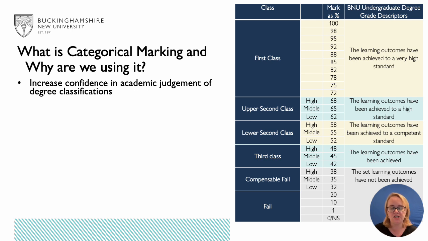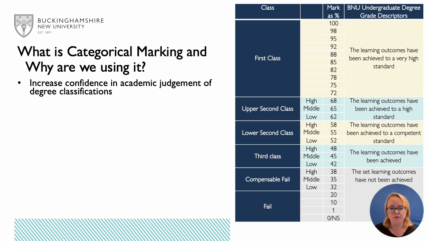We're asking you to make a decision on a piece of work. Is it a 58, so it's a lower second class, or is it a 62, so it's an upper second class? Well, what we're asking you to do is to make an active decision rather than just say, oh, I'm not really sure, is it a 2-1 or a 2-2? I'll just give it a 60 and it will all come out in the wash. We're asking you to make a more confident judgment about the quality of that piece of work. So if it's on the boundary, it's either 58 or it's 62.